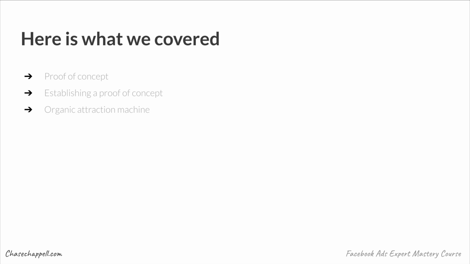So here's what we covered today. We covered why having a proof of concept is important. We also covered why establishing a proof of concept is necessary. And then we also covered the organic attraction machine and how we can ensure we prove out the concept, and then also ways that we can use organic attraction on a regular basis, daily, providing value to people, building authority, gaining trust, and really building up our data so that way we can really hit the ground running with paid advertising.